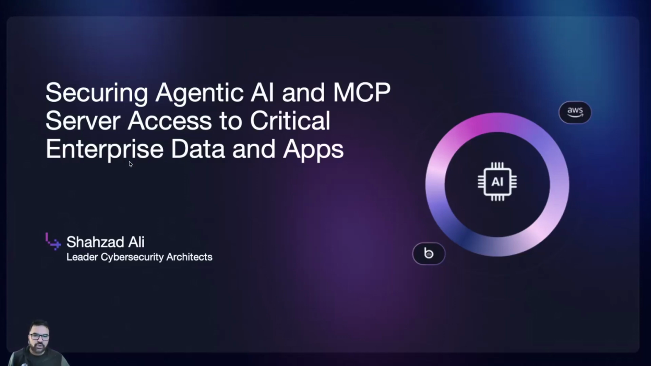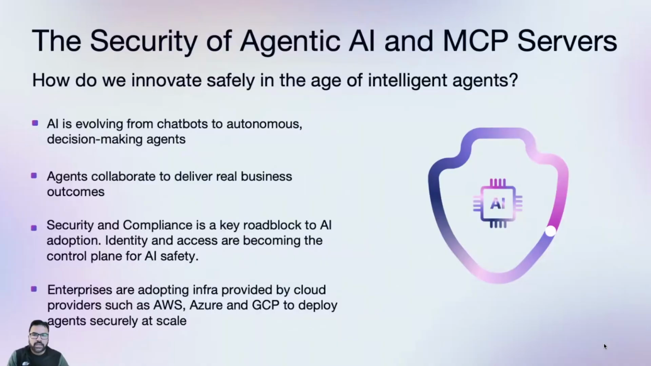Our goal is to enable short-lived scoped access for GenAI and Agentic AI tools with granular and time-bound access, ensuring zero standing privileges. AI is rapidly evolving from simple chatbots to autonomous decision-making agents that collaborate to deliver real business outcomes. But as these agents become more powerful, security and compliance emerge as major roadblocks to adoption. Identity and access are now the control plane for AI safety.